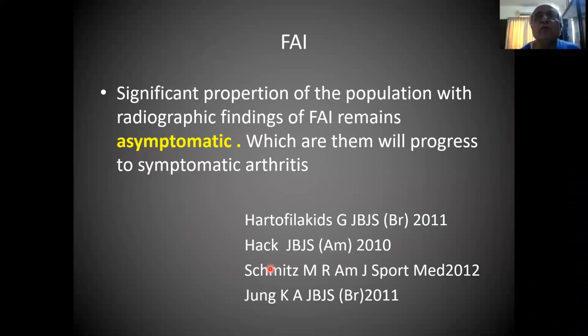So a significant proportion of the population with radiographic findings of FAI are asymptomatic. I just now told you, they are asymptomatic. Which of them will progress to symptomatic arthritis? We really don't know. I think time is going to tell us what is going to happen to these patients. We see a large number of the population with one of the signs of FAI, most commonly quite a number of pincer type. Cam type is not common in our country, which I'm going to share our experience.